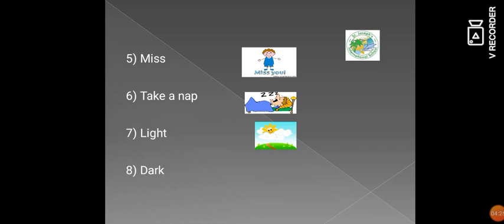Number 7, light. Number 8, dark. What is the difference between dark and light? Light is when the sun is in the sky. But dark is when the moon is in the sky, or when the sun starts to go down. When the sun is not in the sky, this is dark. But light is when the sun is in the middle of the sky. Okay?